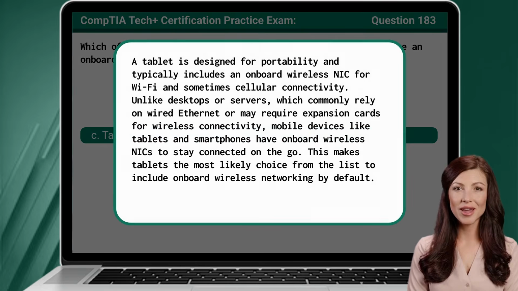A tablet is designed for portability and typically includes an onboard wireless NIC for Wi-Fi and sometimes cellular connectivity. Unlike desktops or servers, which commonly rely on wired Ethernet or may require expansion cards for wireless connectivity, mobile devices like tablets and smartphones have onboard wireless NICs to stay connected on the go. This makes tablets the most likely choice from the list to include onboard wireless networking by default.